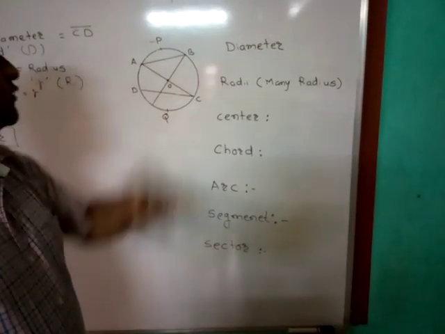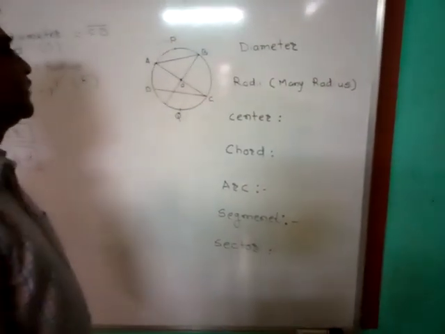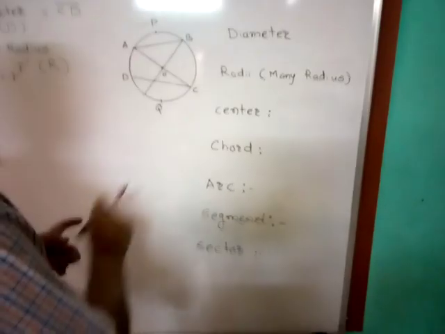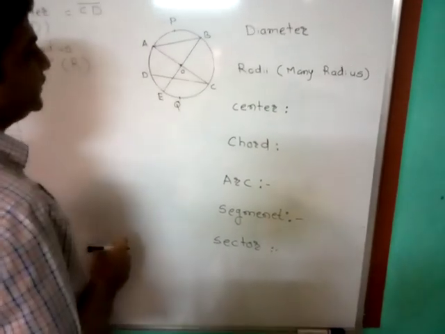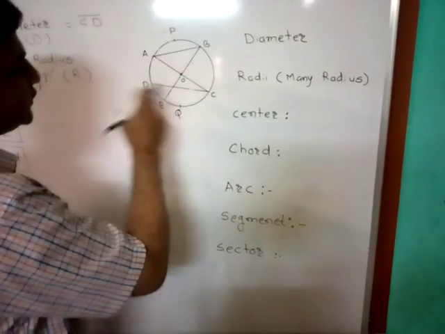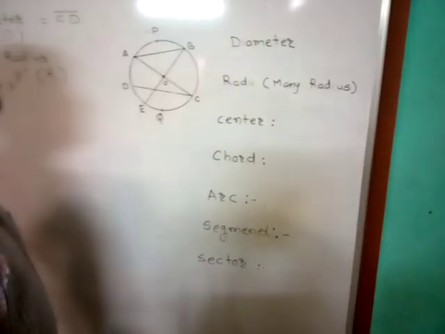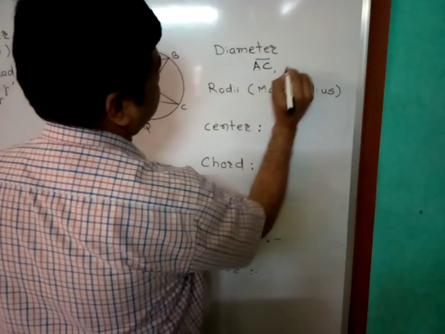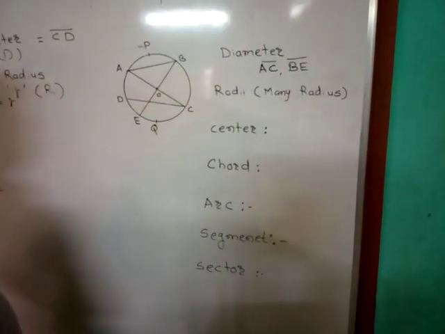It's said to find out the diameters which are there in the given figure. So we can see that line segment AC and line segment BE are passing through the center of the circle and they are joining 2 points on the circle. So AC and BE are the two diameters in the given figure.